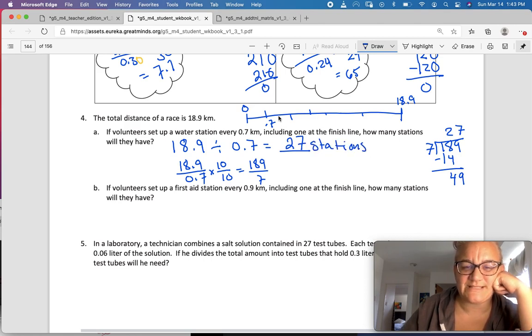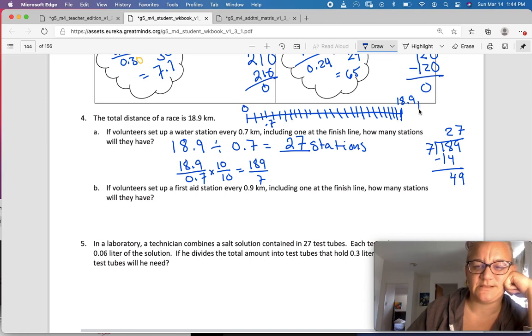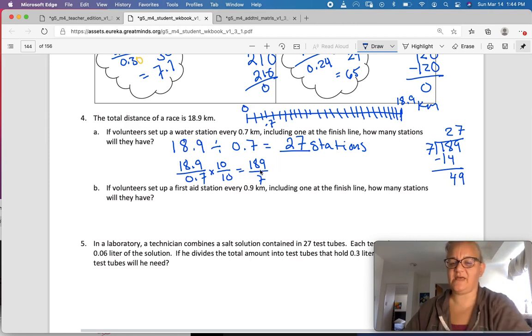So in fact, there's 27 of these little lines. Well, 26 plus the end. 1, 2, 3, 4, 5, 6, 7, 8, 9, 10, 11, 12, 13, 14, 15, 16, 17, 18, 19, 20, 21, 22, 23, 24, 25, 26, 27. That's what that race would look like. Okay. Have to get a lot of volunteers for that one.